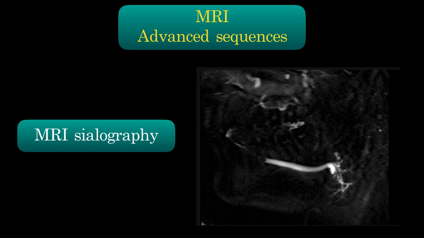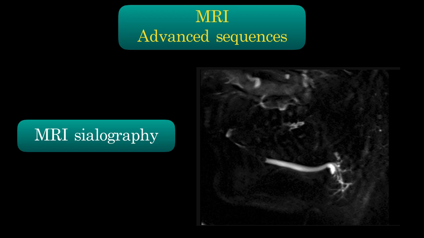Actually, it is a T2 sequence with fat suppression, so only the fluid will appear white, and they take a very small section and concentrate on the area of the ducts. Of course, we use sialography for the patency of the ducts. We use it when we have some problem with the ducts, and the most common indication for MRI sialography or conventional sialography is salivary stones or sialolithiasis.